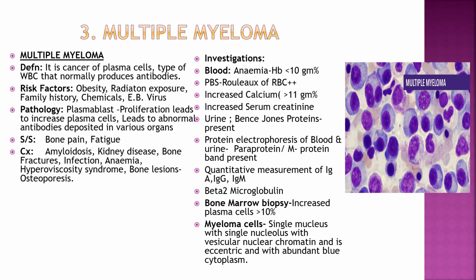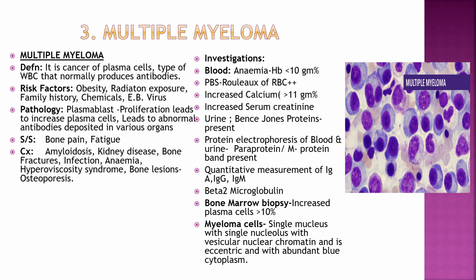Risk factors can be obesity, radiation exposure, family history, chemicals, Epstein-Barr virus. Pathology: plasmablast proliferation leads to increased plasma cells, leading to abnormal antibodies deposited in various organs. Signs and symptoms: bone pain, fatigue. Complications can be amyloidosis, kidney disease, bone fracture, infection, anemia, hyperviscosity syndrome, bone lesions, osteoporosis.